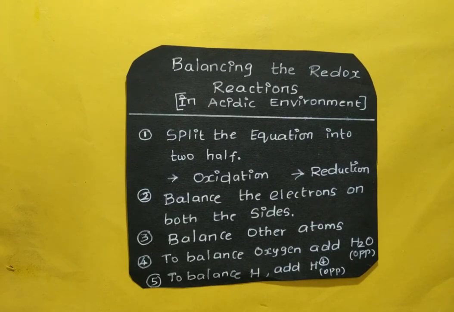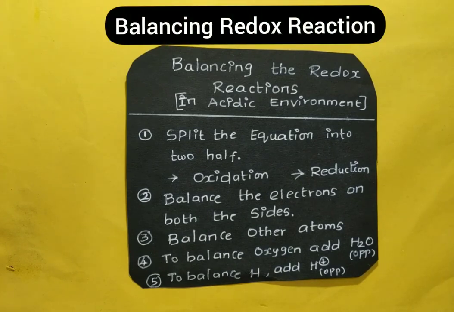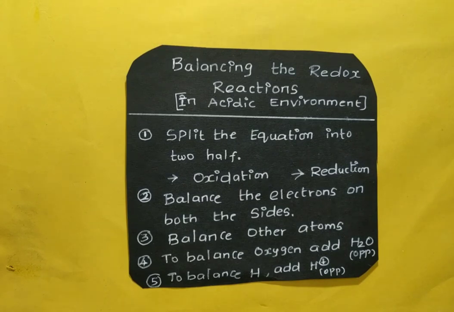Today we are going to talk about a very important topic: balancing the redox reaction if the reaction is conducted in an acidic environment. We have to do the balancing in the easiest manner, by using some simple steps. Let's discuss what are all the steps which are used to balance the equation.